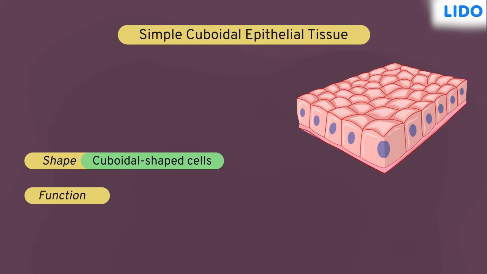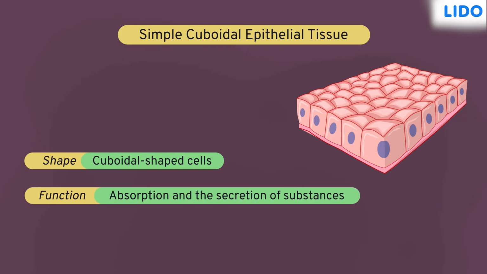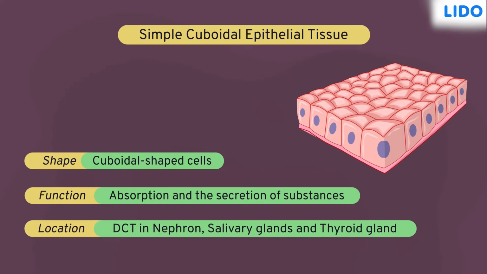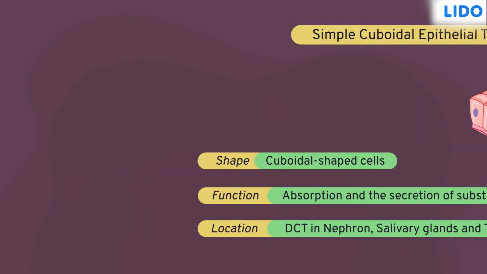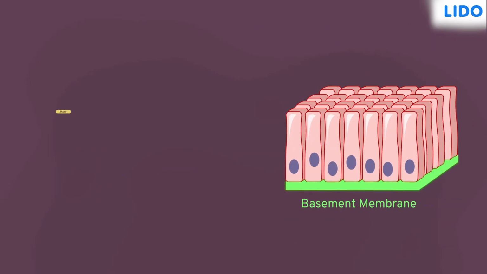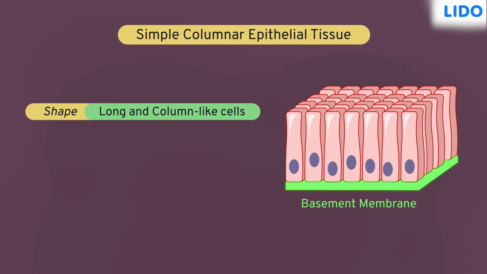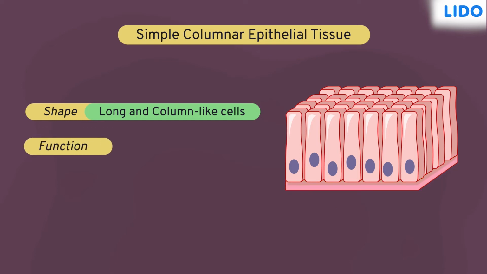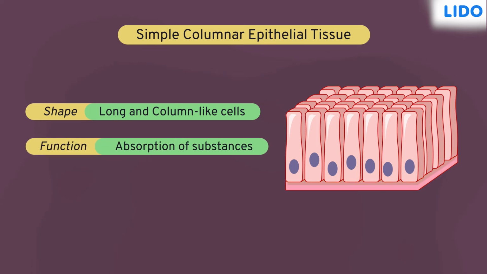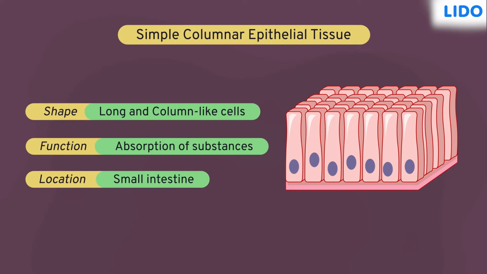They have an important role in the absorption and secretion of molecules, and they are present in the lining of distal convoluted tubules (DCT) of the nephron, salivary gland and thyroid gland. Look at the third type of tissue. The cells are long, column-like and are called simple columnar epithelial tissue. Their main function is the absorption of molecules and it is widely distributed in the small intestine.